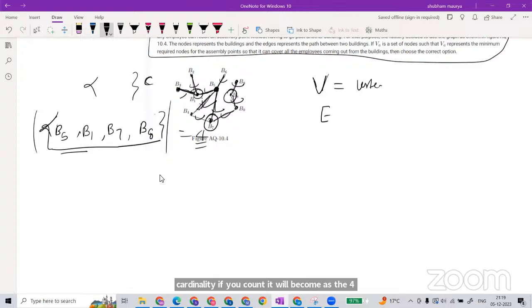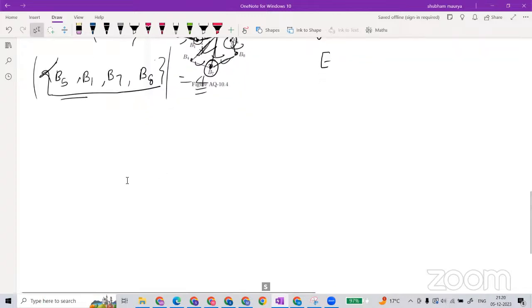So why do we need vertex cover? That is why I'm saying, think of installing cameras. Suppose these are the corridors and we want to install cameras so that all corridors are covered with the minimum number of cameras, so that the expenses will be less. From those places we can cover all the corridors.